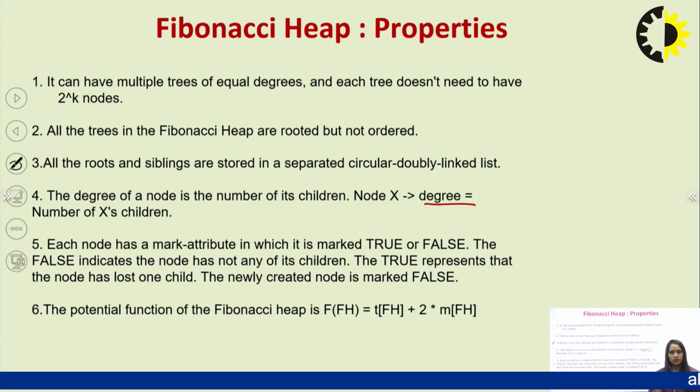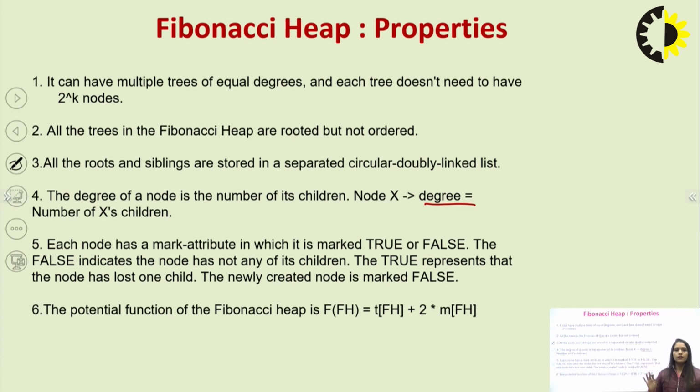Now next I explain about marked and unmarked nodes, true and false. See, each node has a mark attribute in which it is marked true or false. False indicates the node has not lost any of its children, right? And true represents that the node lost one child, right? So whenever we create any node in the existing heap, we always mark it as false, right?